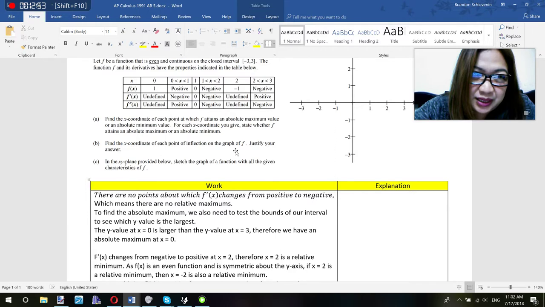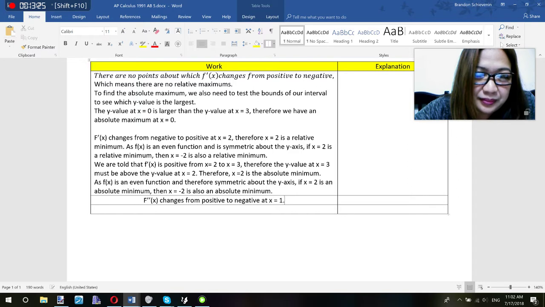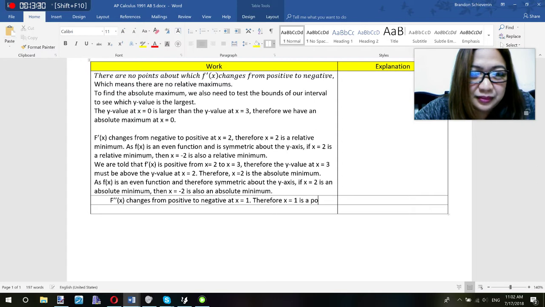It changes to where your x is 1. So it changes from when your x is 1. Okay, perfect. When x is 1, my concavity changes from positive to negative. Are there any other points of inflection? -1. Awesome. Okay, so f prime prime of x changes from positive to negative at x equals 1. Therefore, x equals 1 is a point of inflection.